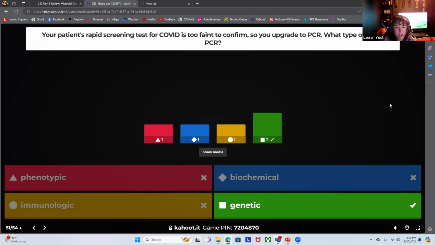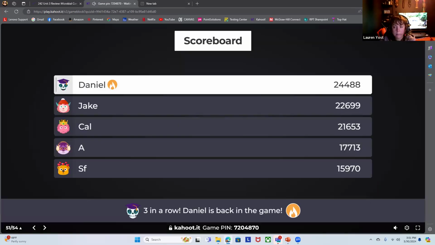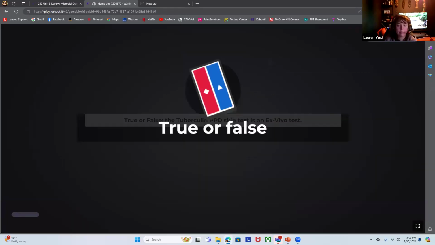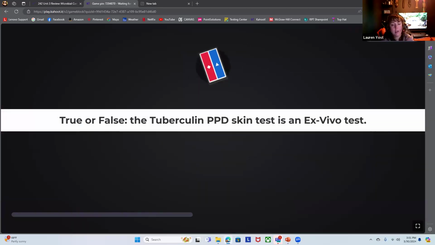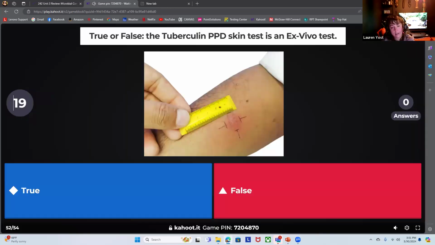So genetic. PCR is doing testing for the DNA sequence, right? That's what that's going to be. So PCR, polymerase chain reaction, amplifying DNA or RNA, that's going to be a genetic test. All right, true or false? The tuberculin PPD test is an ex vivo test. Ex vivo.